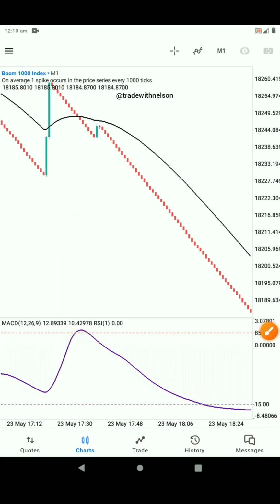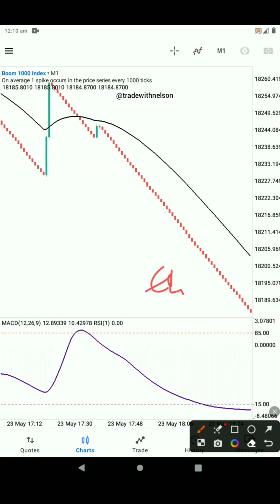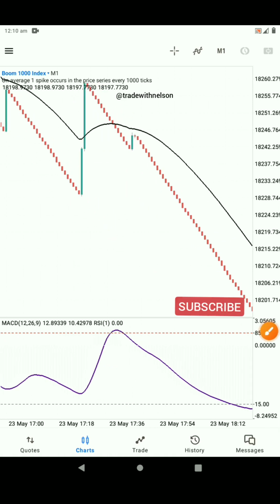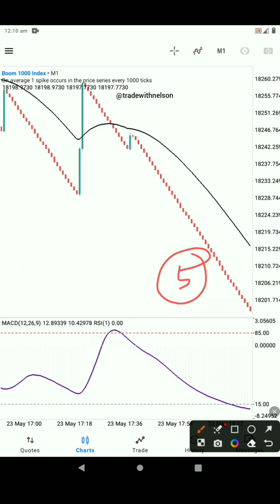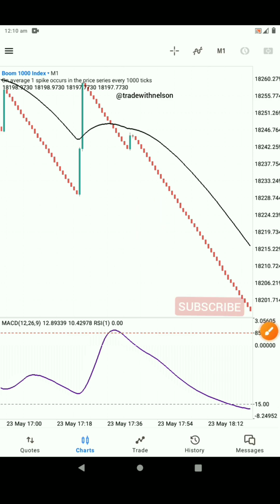In this video, I'll be showing you a very easy strategy that you can use to scalp 5 candles in the boom and crash market. In this strategy, you must not go more than 5 candles. You want to be in and out as fast as possible.